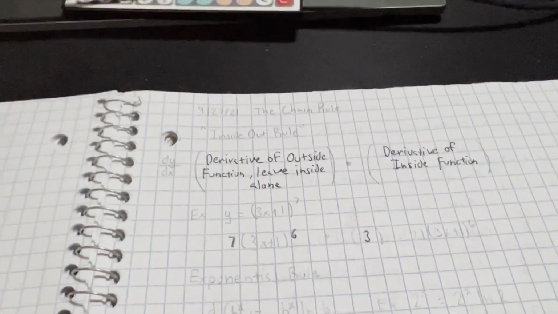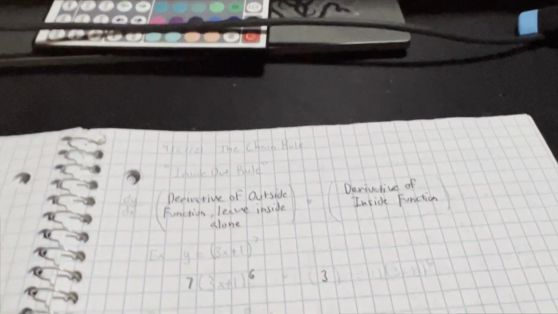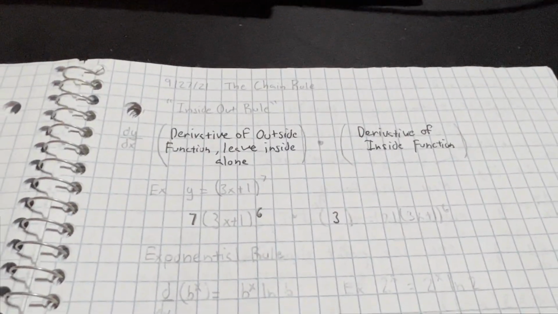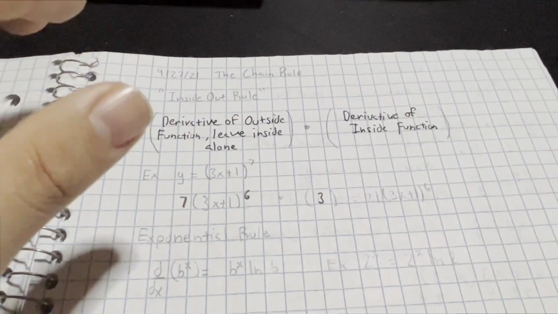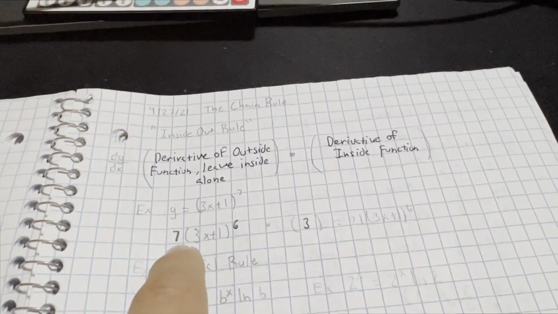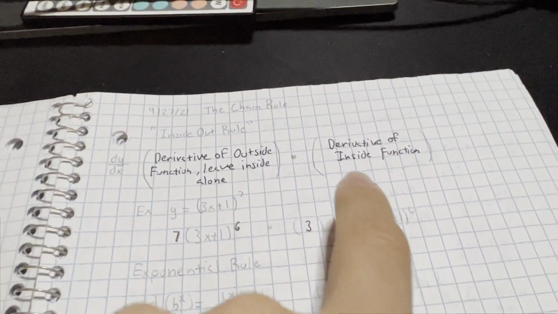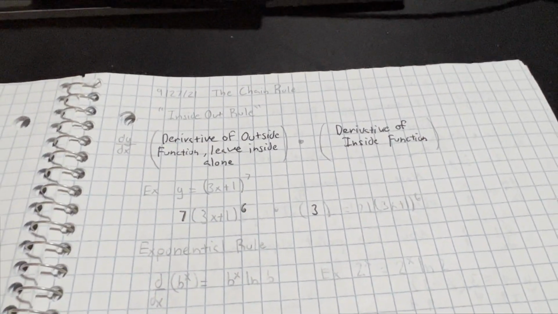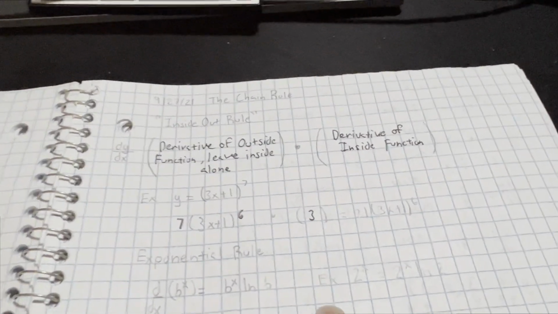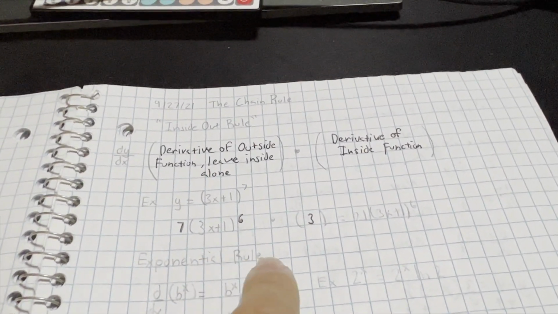The chain rule. Okay. So the inside out rule. I was watching a video by nancypi, and I decided to remake it so I could remember. So you take the derivative of the outside function and leave the inside alone. The outside would be 7 to the 6. And then the derivative of the inside function, which would just be 3. X is a constant, and then 1 is also a constant. So it would be 7 to the 6.